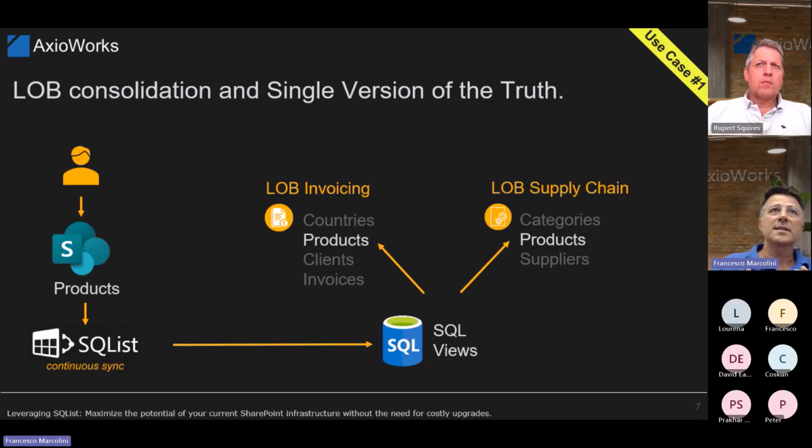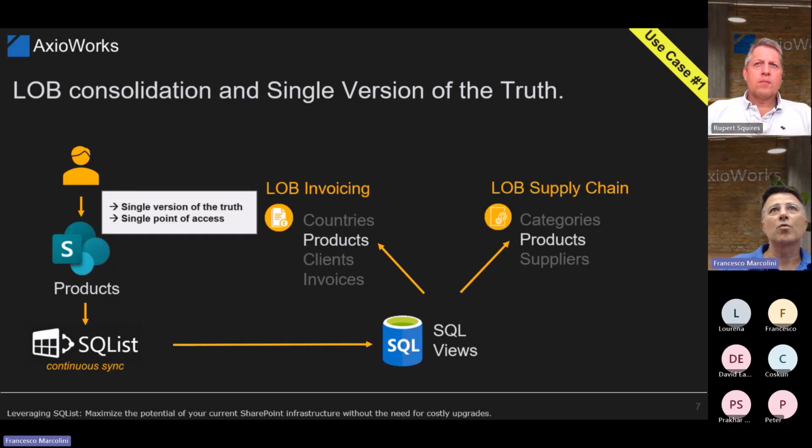And there was only one source of data at that point. An important thing we introduced with this solution was a single version of the truth for the product list, so there was no confusion anymore about who was making the changes and where. We also introduced a single point of access, so it is very easy to control who has access, with all permissions on the list, and control access to this data.